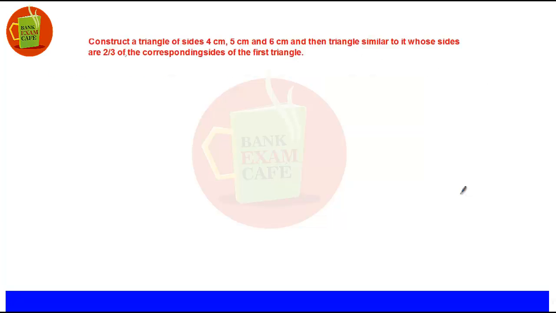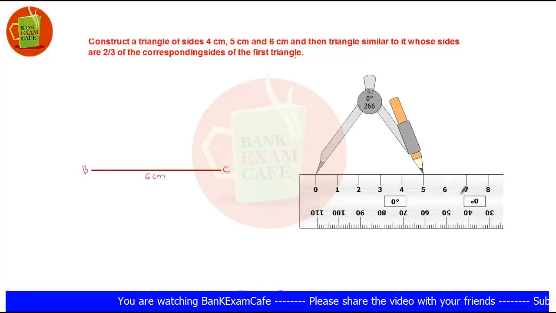Now here is the next question. Construct a triangle of sides 4 centimeter, 5 centimeter and 6 centimeter, and then a triangle similar to it whose sides are 2 by 3 of the corresponding sides of the first triangle.